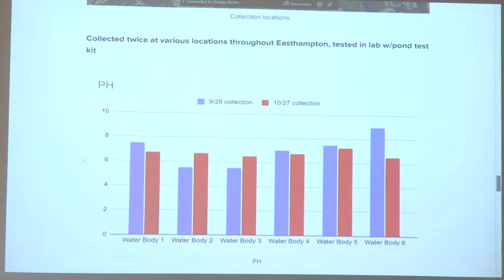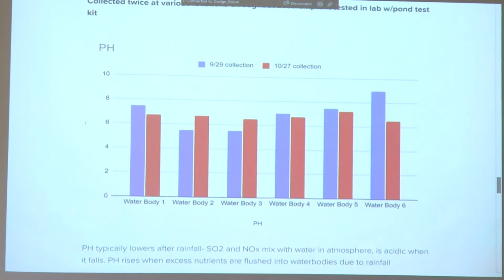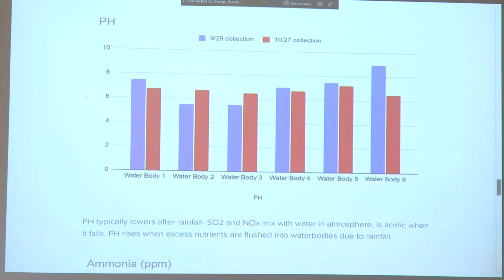So I collected 2 times at these 6 locations throughout East Hampton, and I looked at the results with a pond test kit. The first collection was at about the end of September, and the next one was about a month later after a rainfall. That was something I wanted to look at and see how it affected my data.